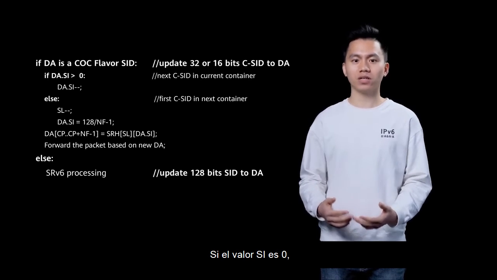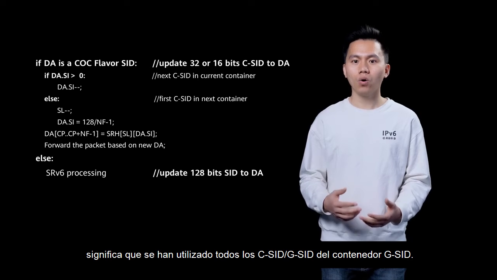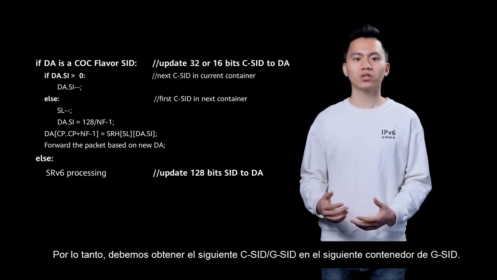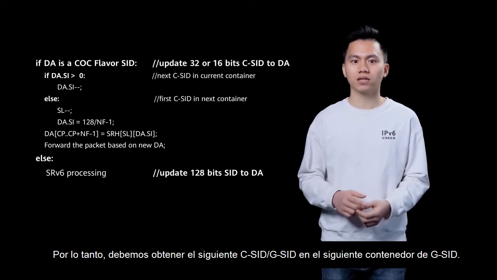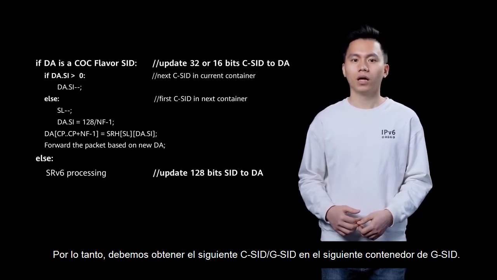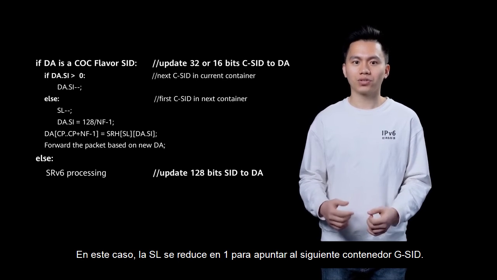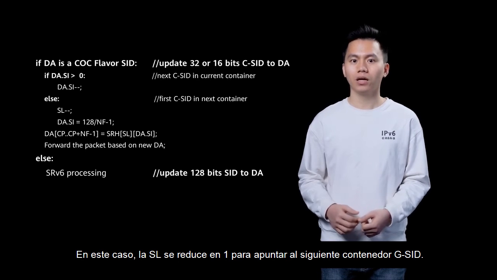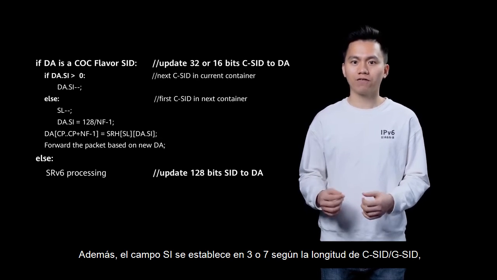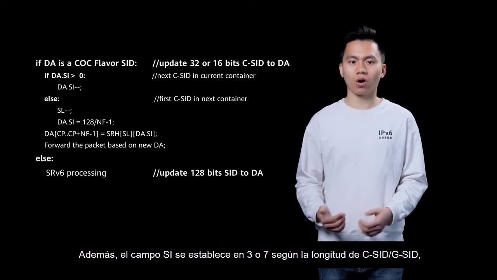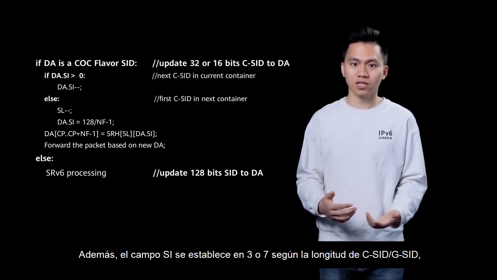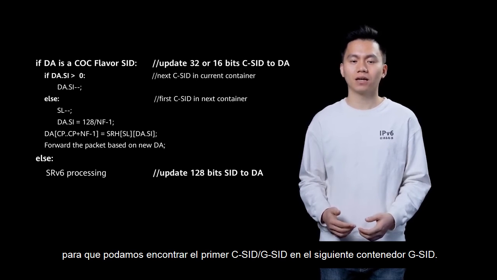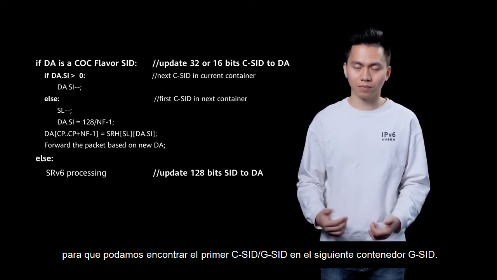If the SI value is 0, it means that all C-SIDs in the G-SID container have been used. So we need to get the next C-SID in the next G-SID container. In this case, the SL is decremented by 1 to point to the next G-SID container. In addition, the SI field is set to 3 or 7 according to the length of the C-SID, so that we can find out the first C-SID in the next G-SID container.